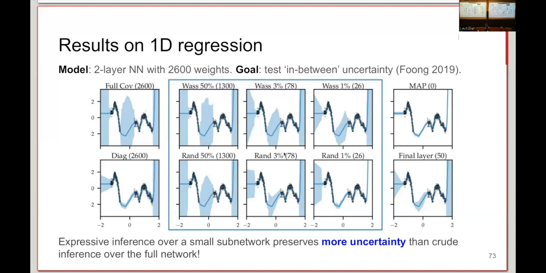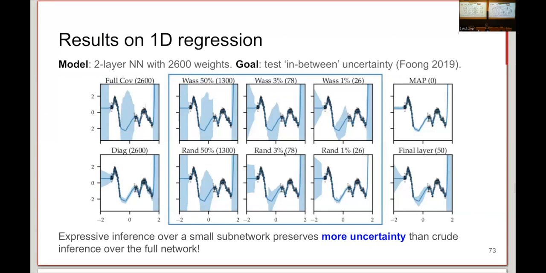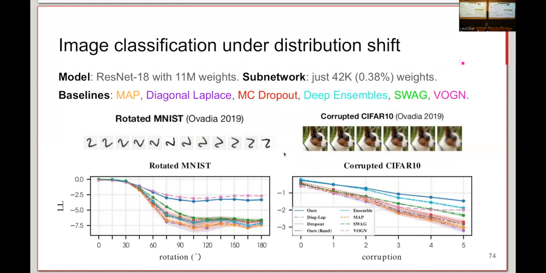So this is a toy problem. The key question is, how does this work in more complicated settings? Here we try a large neural network. This is a ResNet 18. It has about 11 million weights. And we're going to use the largest possible subnetwork that we can work with. This is a subnetwork with 42,000 weights. This is the largest that we can afford to obtain this approximation to the Hessian and invert it. This is like 0.38% of the weights.